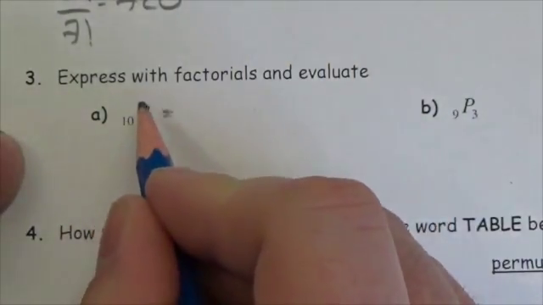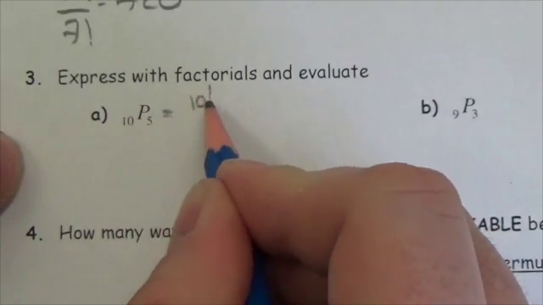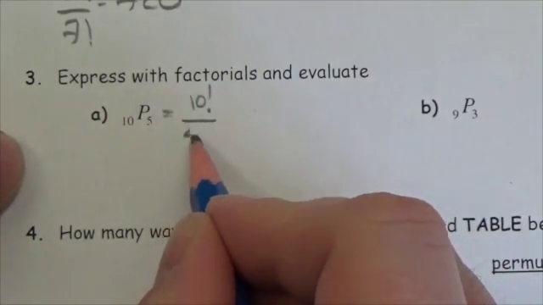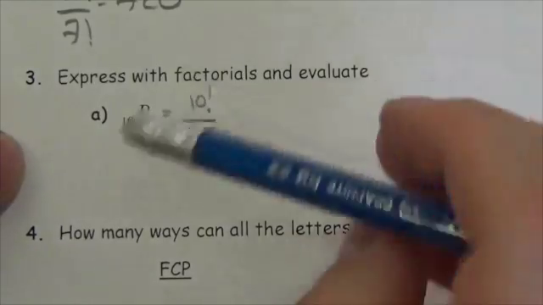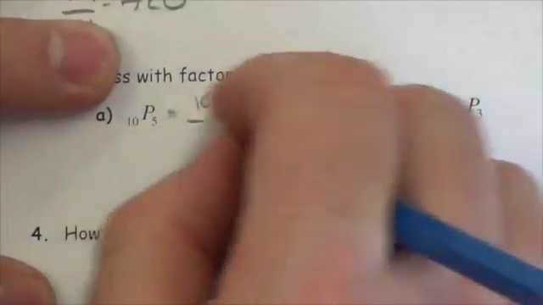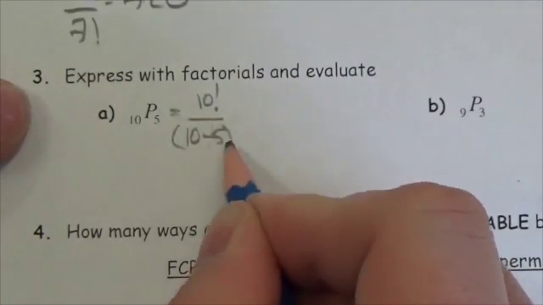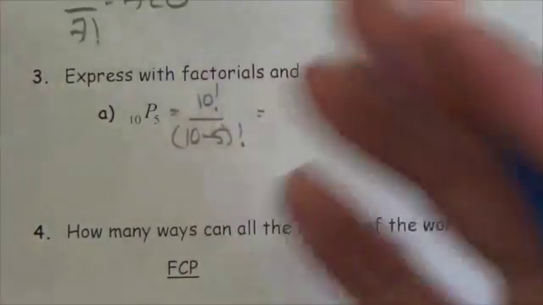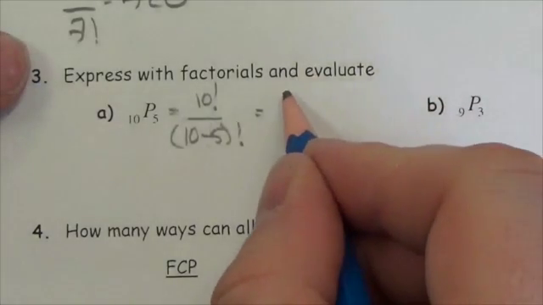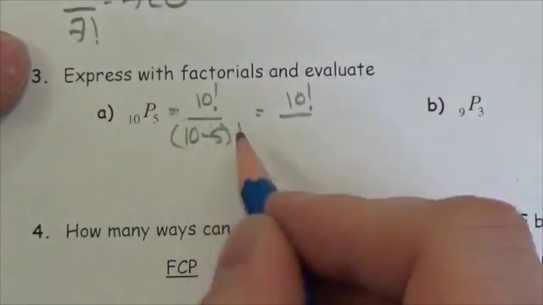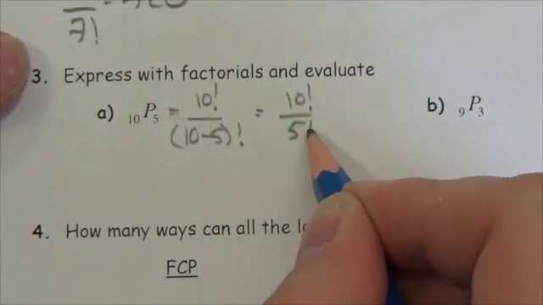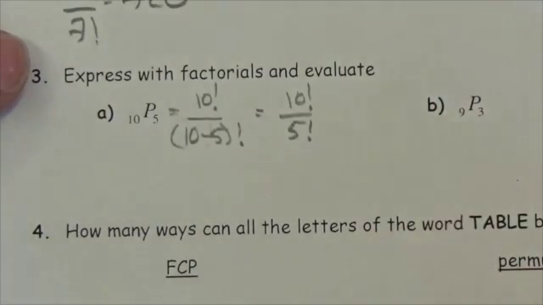So 10 permute 5 is going to be 10 factorial over 10 minus 5 factorial. I'm jumping ahead here. I did that a little bit quicker than I should have. That's what the expression tells us to do. So this will be 10 factorial over, well, 10 minus 5 factorial is just going to be 5 factorial. You'll do that subtraction first.